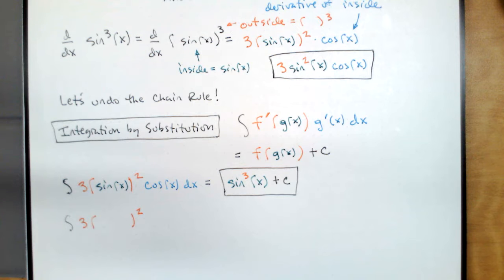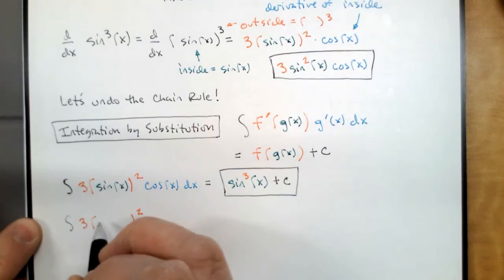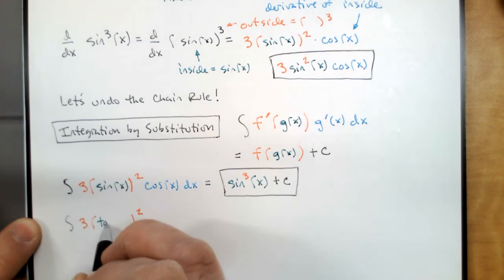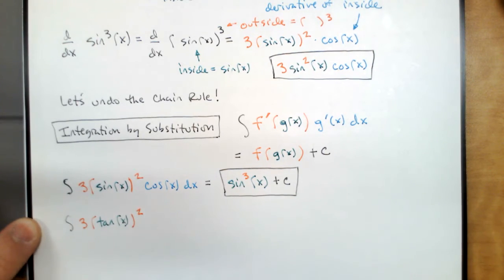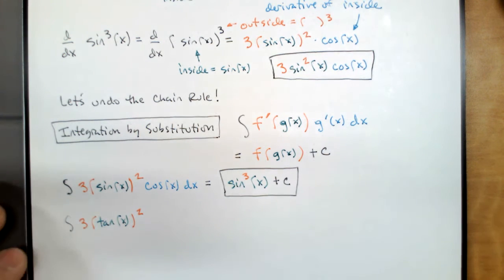We're going to do the same problem with just different insides. Let's suppose that we were going to integrate 3 times tangent of x squared. If I want to integrate this, what do I need to see? What else do I need to see? That would be the derivative of the inside. What's the derivative of tangent?